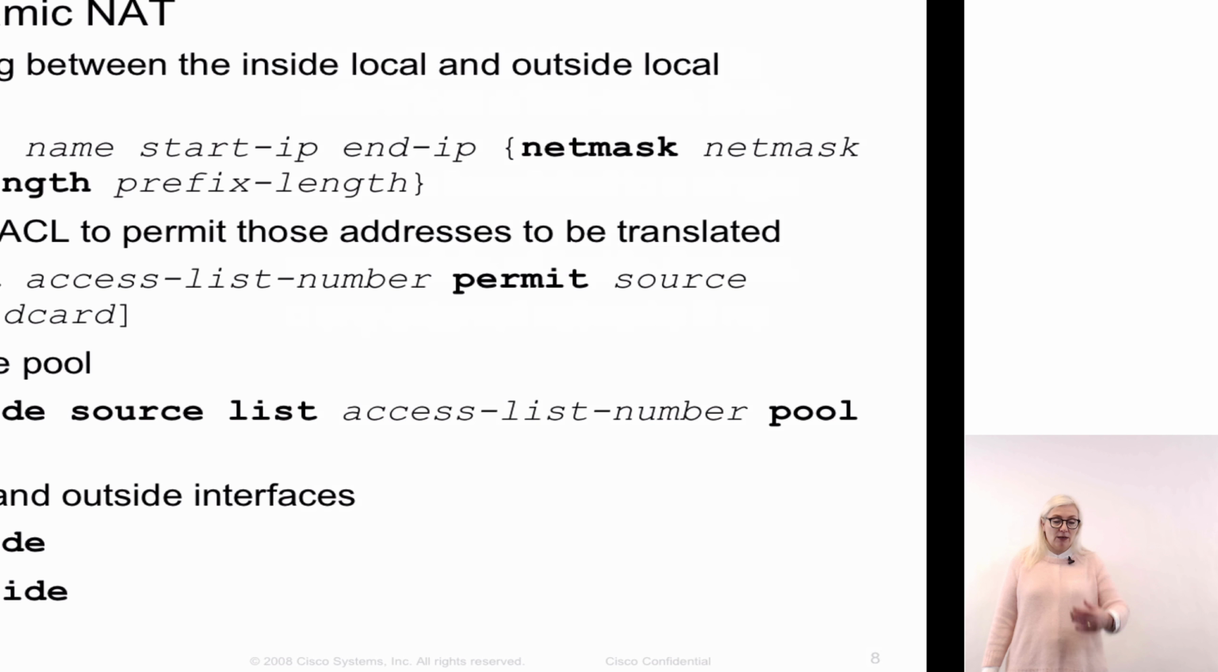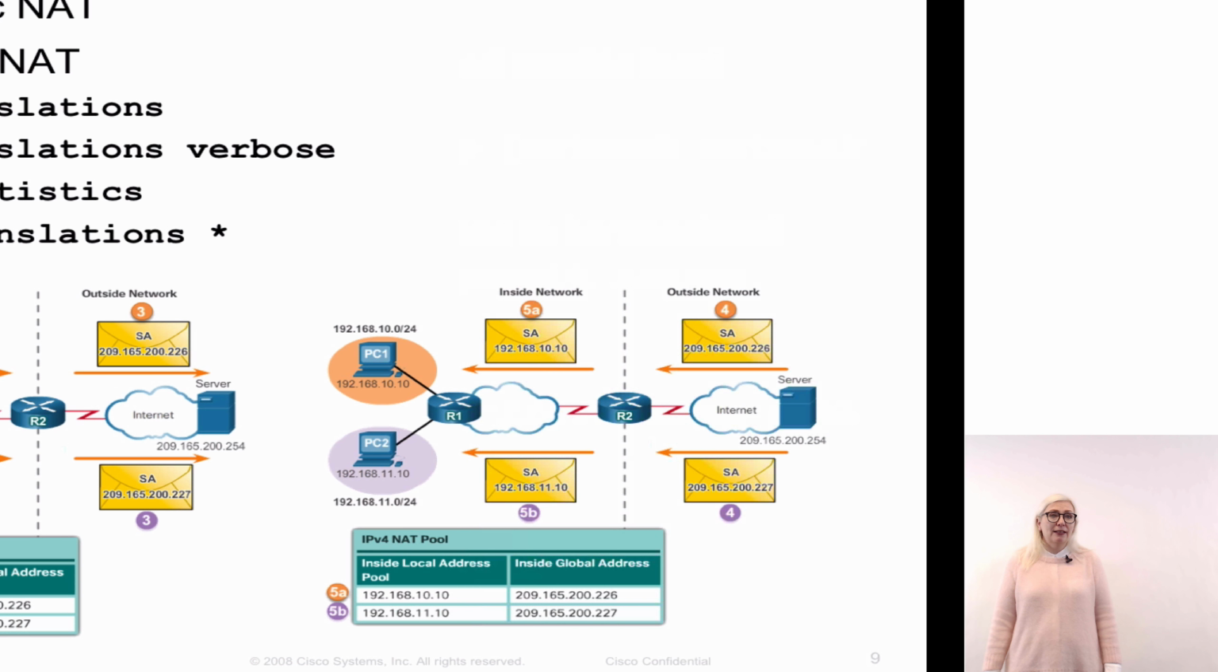And then again on the interface we will create an inside and an outside. And to verify it again, we use the show ip nat translation, which will show us how it's been translated, and show ip nat statistics, and we can clear them and we can see them again.